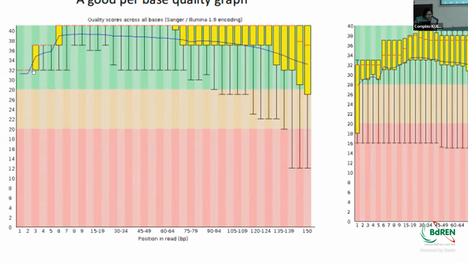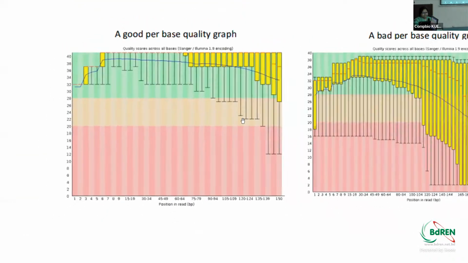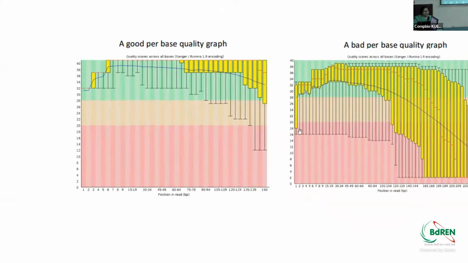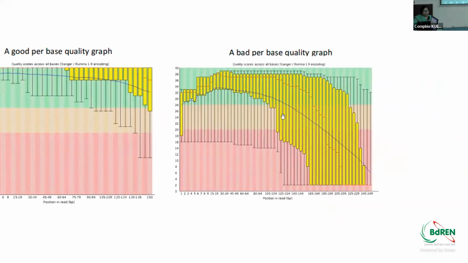It tells us that the sequence length is 150, and at position 3 the quality score varied from 32 to 37 maybe. So it's okay, but it's not a very high quality score. But in the middle section, positions 45 to 49, the variation was not that much, near 32 to 40. So this tells us at a glance whether my data is good or bad. Here it's a bad quality score, and you can see that the range is from 0 to 39. There's very much variation.